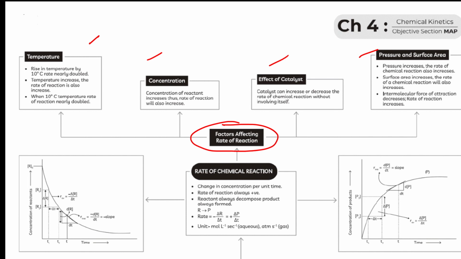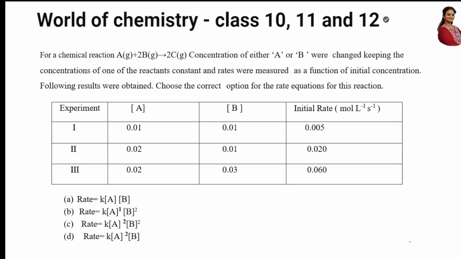Now let's start with tricks for solving the numericals. I'll tell you in detail. Let us read this question. This is a quite famous question in your board exams. For a chemical reaction, A plus 2B gives 2C. The concentration of either A or B was changed, keeping the concentration of the other reactant constant, and rates were measured as a function of initial concentration. Following results were obtained, so choose the correct option.